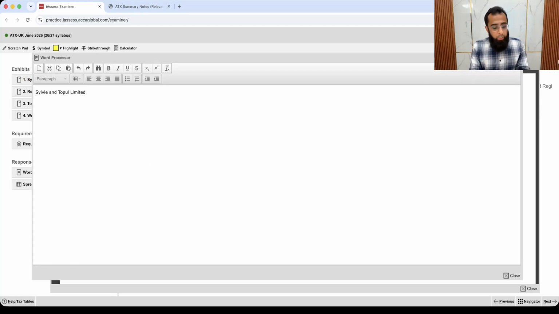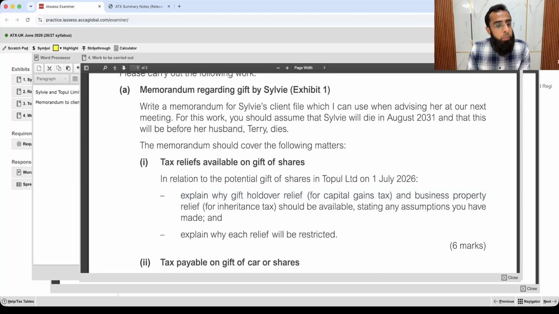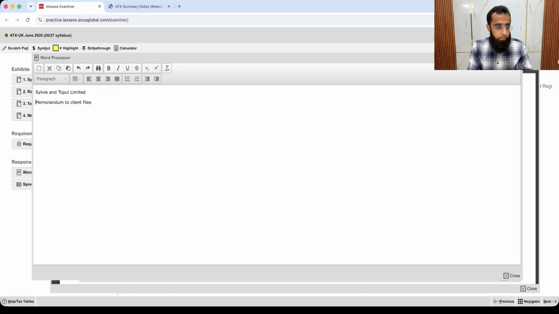Now we are dealing with requirement number 1, and in this requirement we have to develop a memorandum to client files. Okay, sir, how do you know that we have to develop a memorandum to client files? See, in this requirement, he told you to write a memorandum for Sylvie's client files. I'm dealing with requirement part A, so you can copy this requirement and paste it there also. So this is memorandum regarding gift by Sylvie.